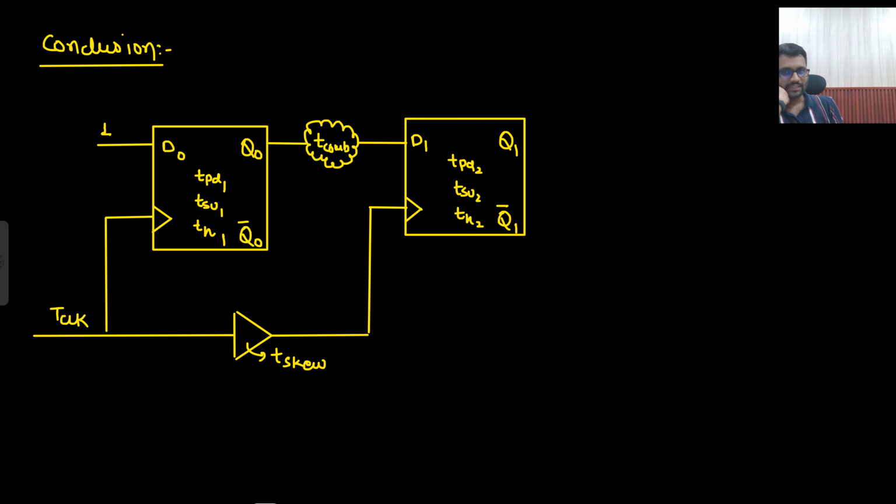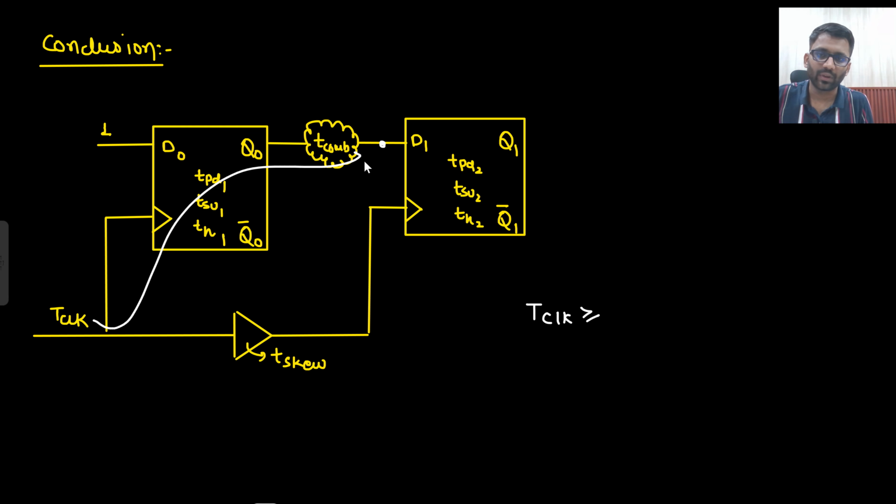Okay. Now let's write down the conclusion. What is the conclusion you see? Input is fixed here. No need to worry about it. All you need to worry about is this. Okay. So what should be your T clock? T clock should be greater than, you go from here to here. How much delay do you need to see? First you will go through TPD1.